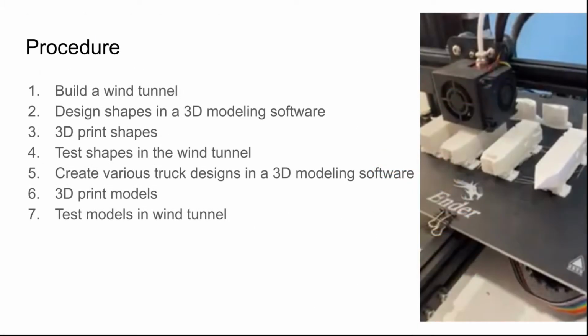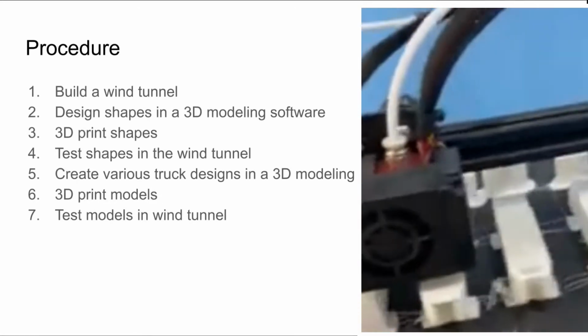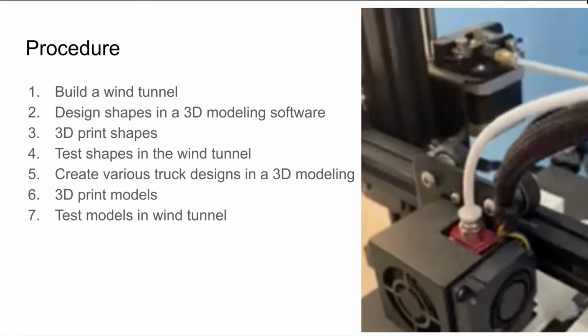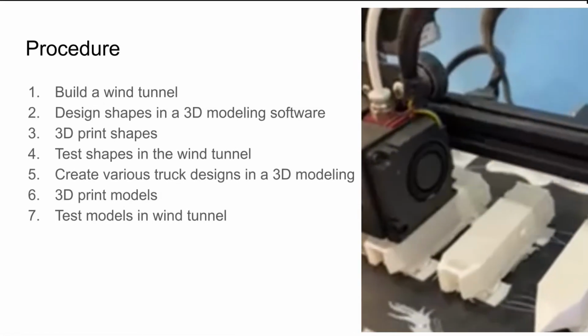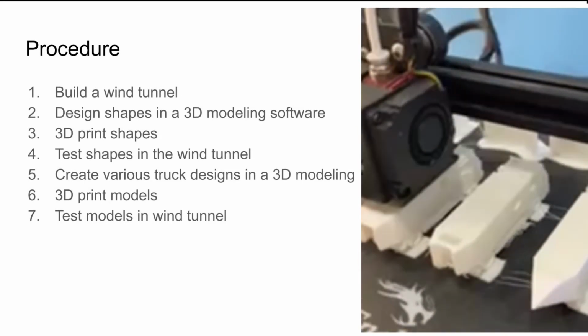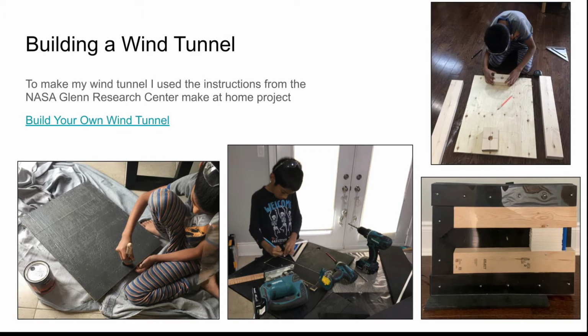Procedure: build a wind tunnel. Design your shapes in a 3D modeling software. Test your shapes in your wind tunnel. Create various truck designs in your 3D modeling software. 3D print your models. Test your models in a wind tunnel. On the right, you can see my models being 3D printed. To make my wind tunnel, I used instructions from the NASA Glenn Research Center Make at Home project.